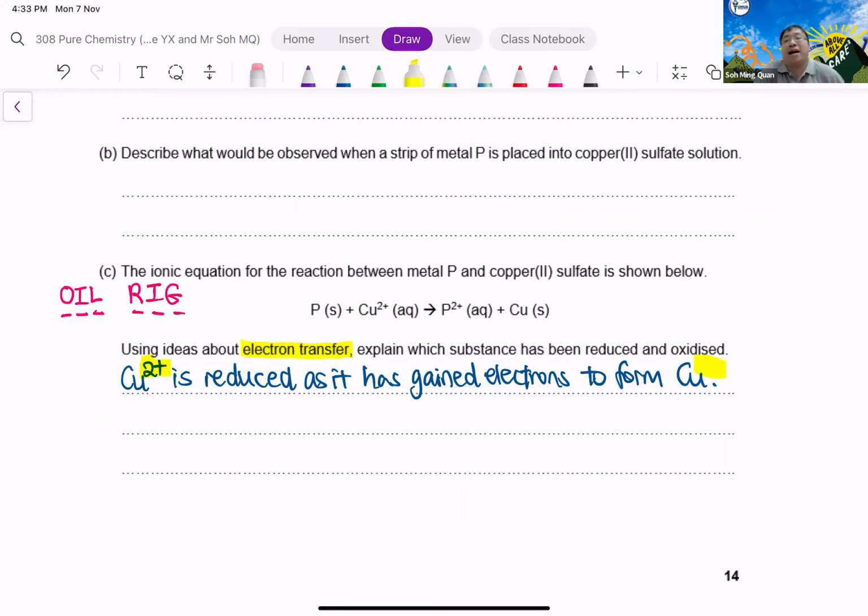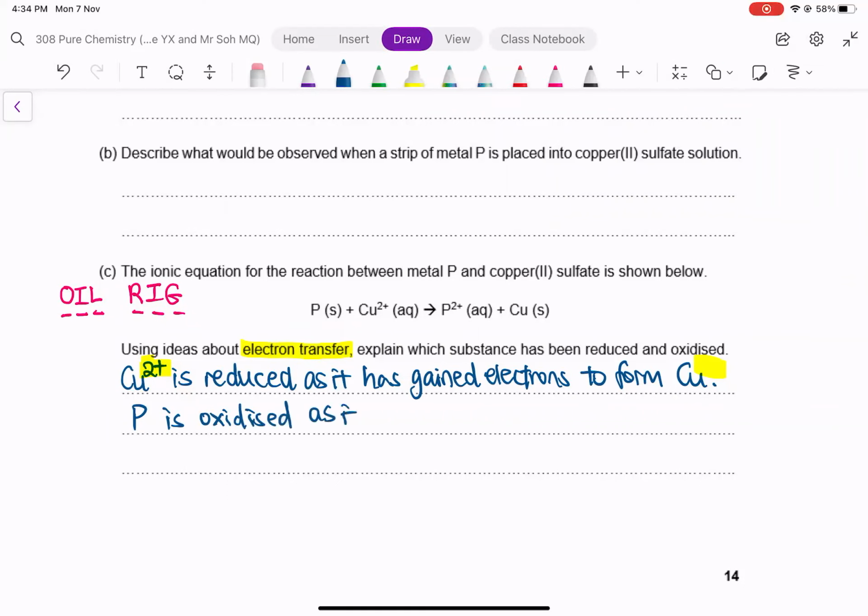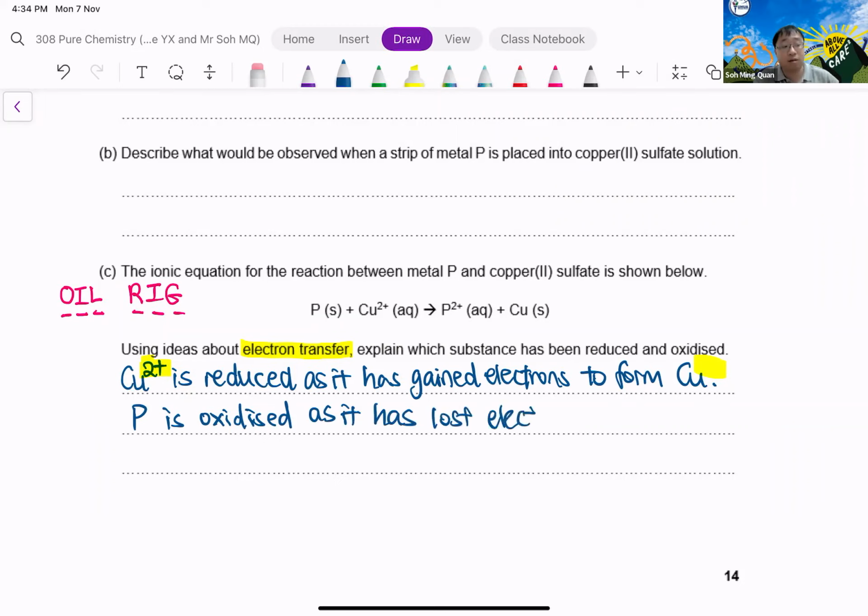So now let's go to what has been oxidized. All right. Junwei, what has been oxidized? The metal P. So P is oxidized, right? Why? As it has lost electrons to form P2+. Yeah, that's it. Okay, so this is what you need to write to get 2 marks.